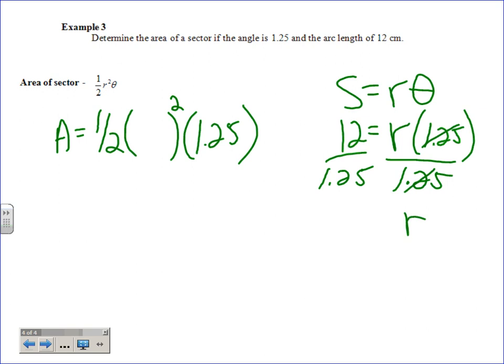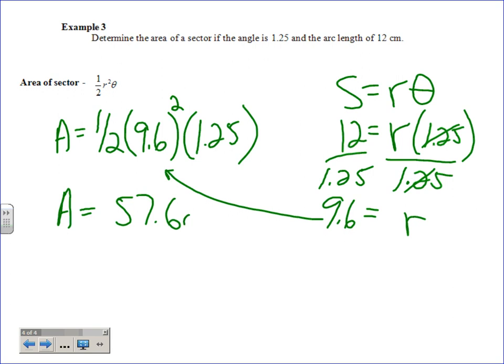And so r is, well, right on 9.6. That's what that ends up being. And so then you bring this over here. So 1/2, you put 9.6 in for the radius. You square it, you take it times 1.25, and the area is 57.6 square centimeters.